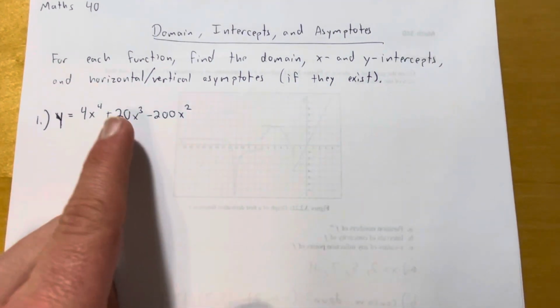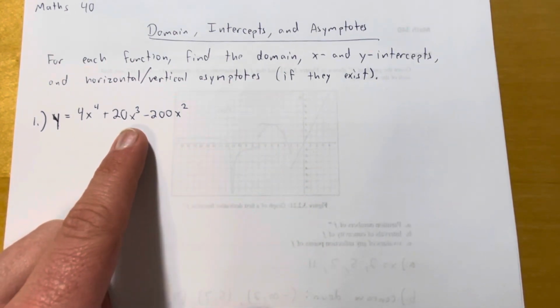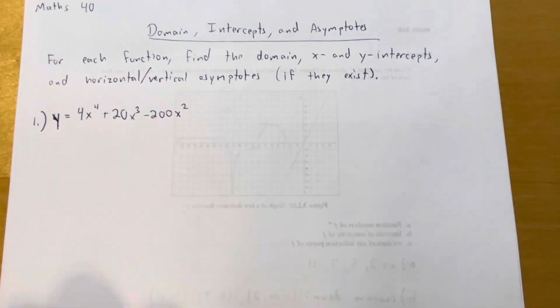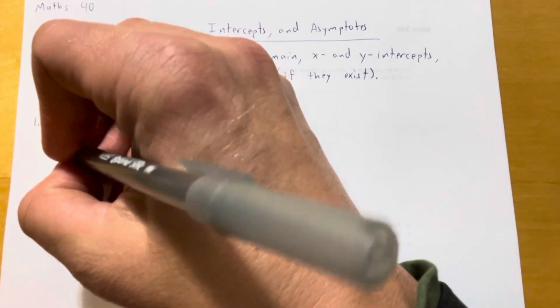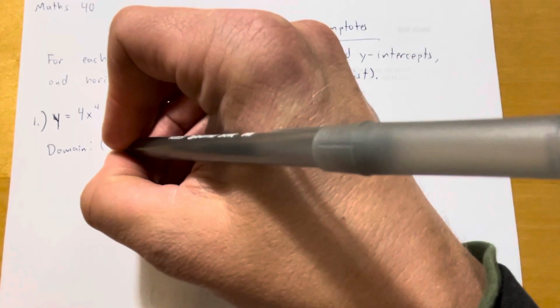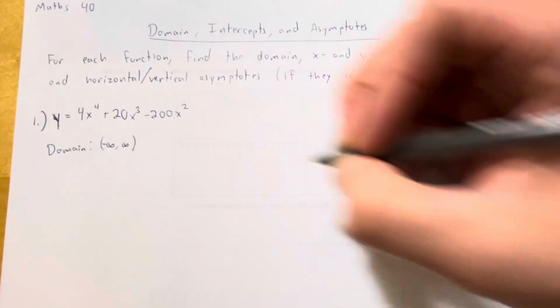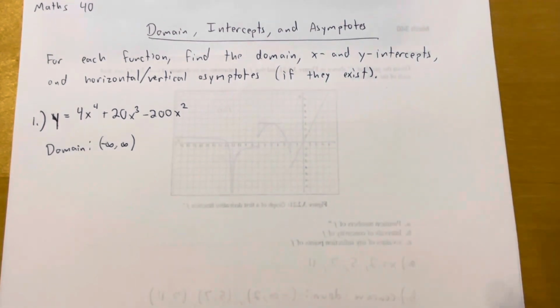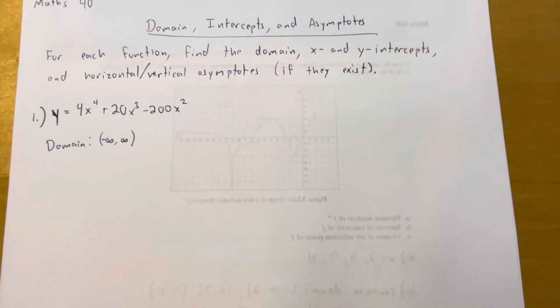So the function that we're starting with is y equals 4x to the 4th plus 20x cubed minus 200x squared. This is a polynomial. One thing that we know about all polynomials is that the domain for a polynomial is all real numbers, which we can denote with this interval from negative infinity to infinity. That is an automatic for any polynomial because I can plug any real number I want in for x and I always get some kind of an output from it.